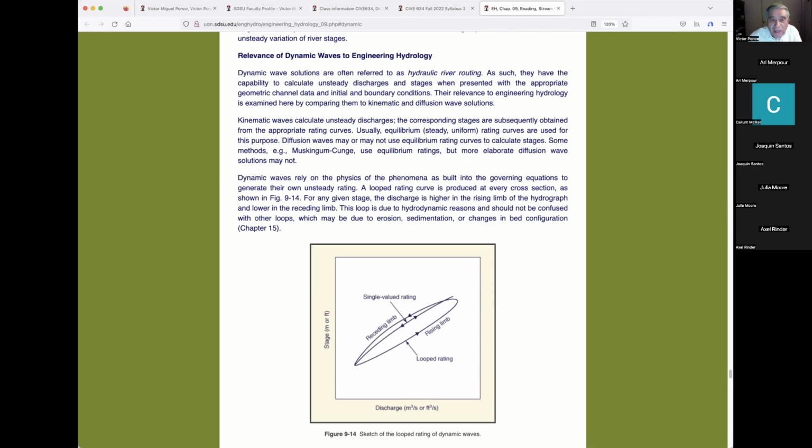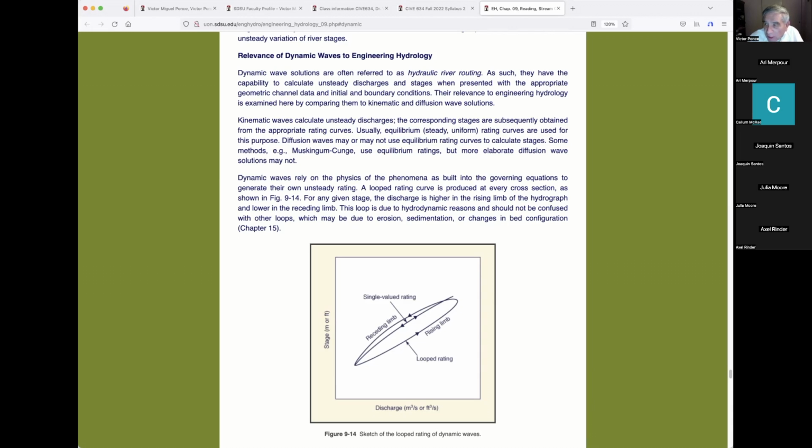So dynamic waves are often referred to as hydraulic river routing. As such, they have the capability to calculate unsteady discharges and stages when presented with the appropriate geometric channel data and initial boundary conditions. The relevance to engineering hydrology is examined here by comparing them to kinematic and diffusion wave solutions. And then I talk about kinematic waves.